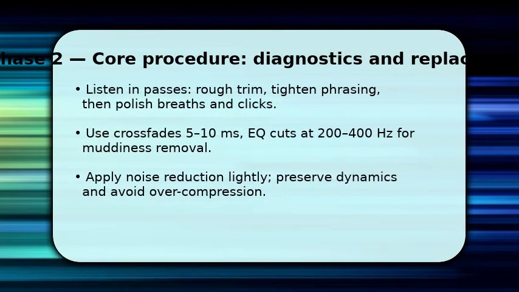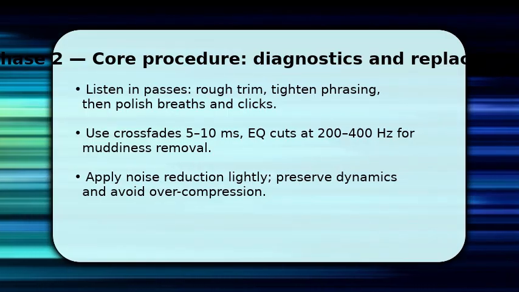You perform edits in clear passes. First rough trims, then tighten phrasing, then fix breaths and clicks. Once done with rough cuts, make small crossfades of 5 to 10 ms to avoid pops. Make sure to preview transitions at multiple points.